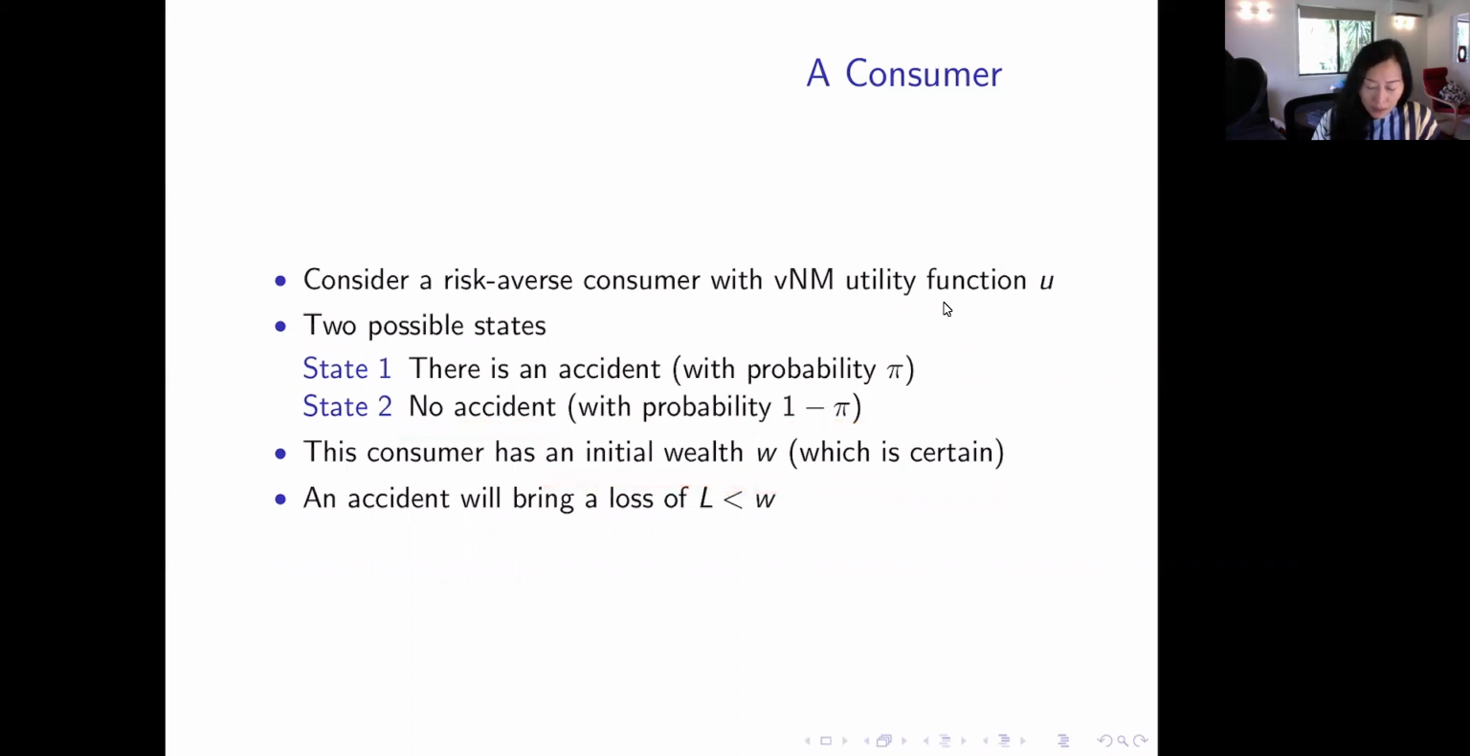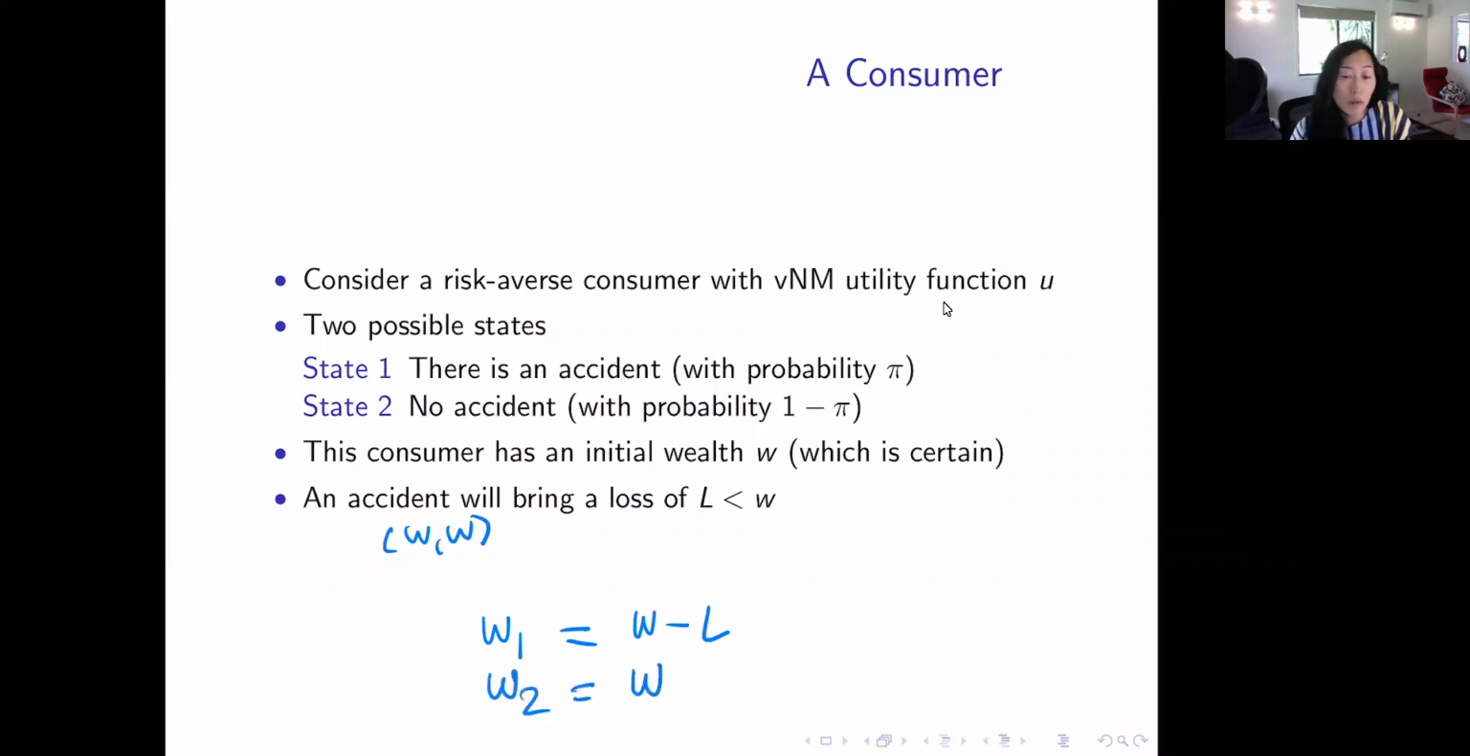If there is an accident, it will bring a loss of L, where L is smaller than W. This means that if you have an accident, in state one, you end up with W minus L instead of W. If you end up in state two, when there is no accident, then you keep the same level of initial wealth. Nothing happens.